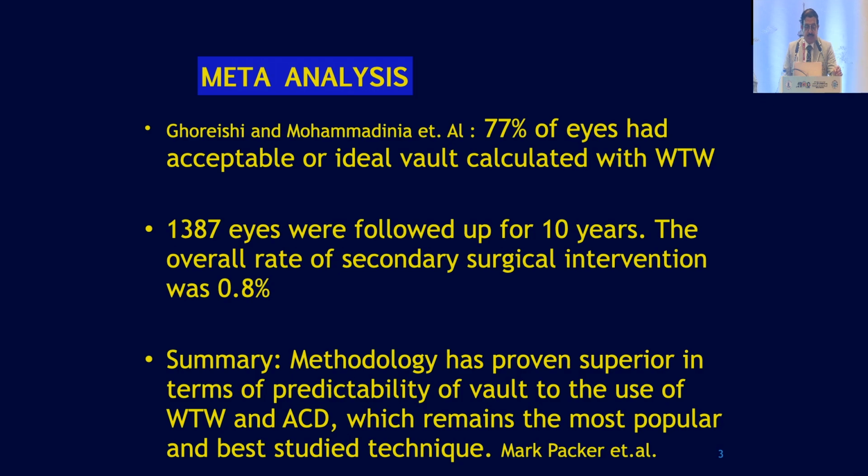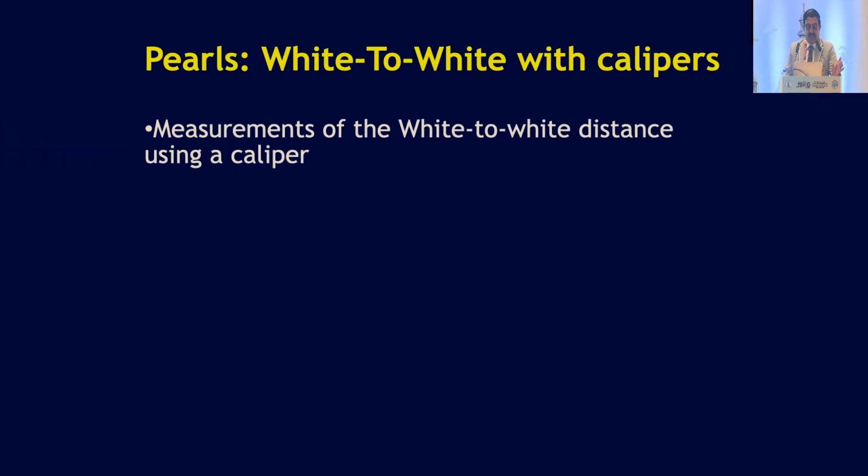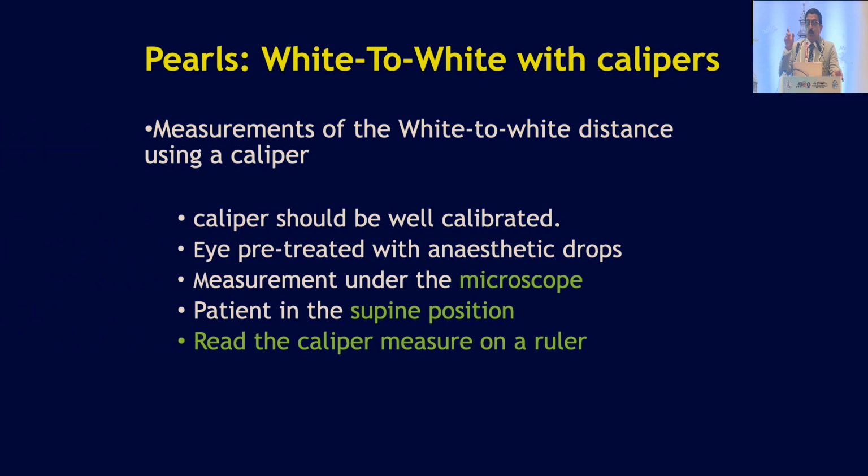This should work. So it is a methodology that is proven and superior in terms of predictability of the vault, to use with the white to white and the ACD, which remains the most popular and the best studied technique. And if we keep these in mind, then how do we go about it? The white to white with a caliper measurement is very important, and you have to measure the white to white. There is a gray zone just beyond the dark zone of the limbus, and there is that white zone just after the limbus ends.